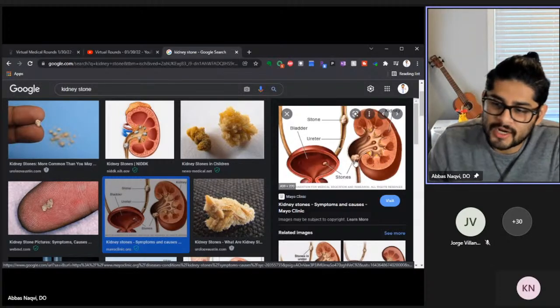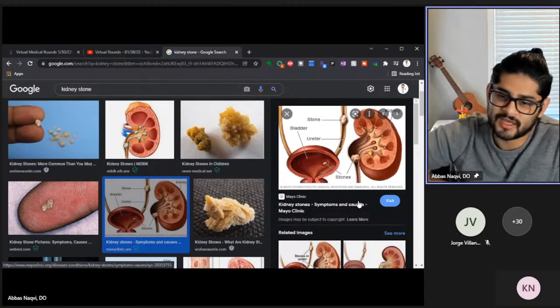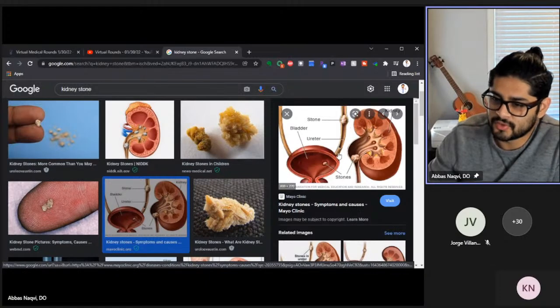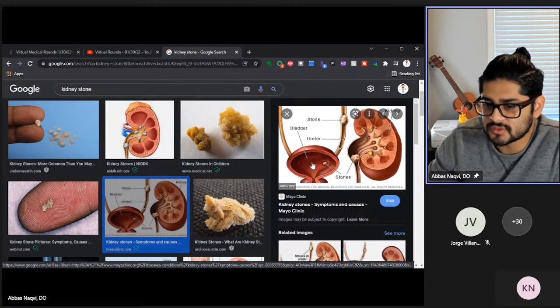And as that stone travels down, it's kind of like razors shredding that inner lining of the ureter, right? Until you eventually push it all the way out into the bladder. And then for males and females, passing the stone can be pretty painful too.